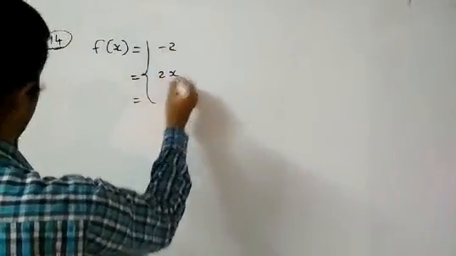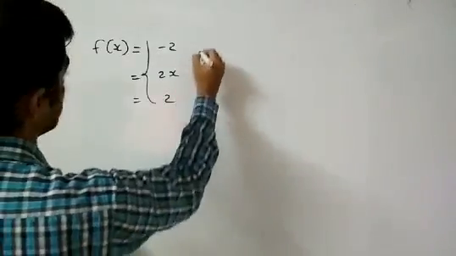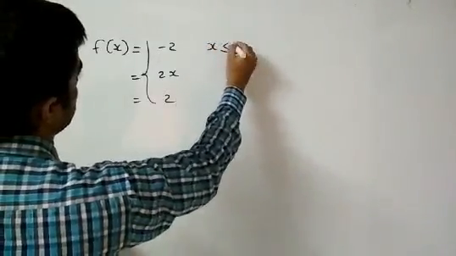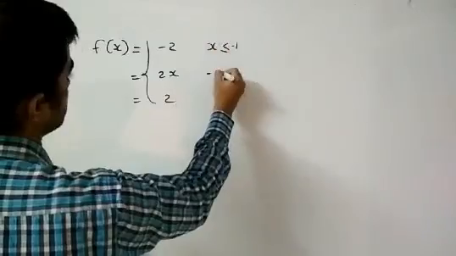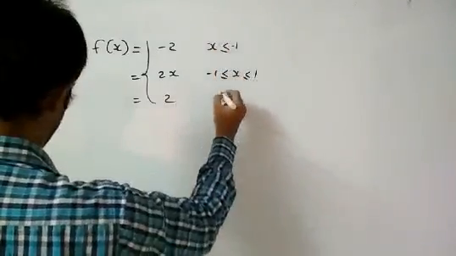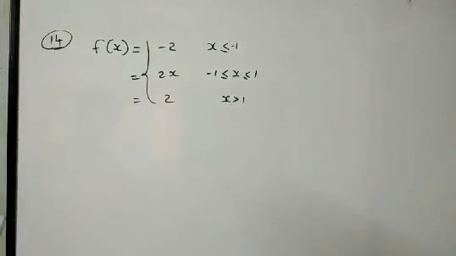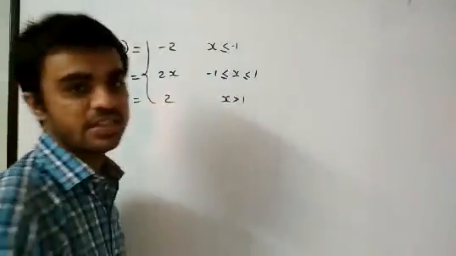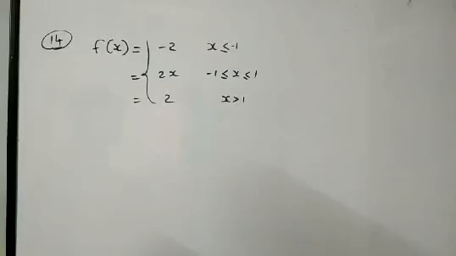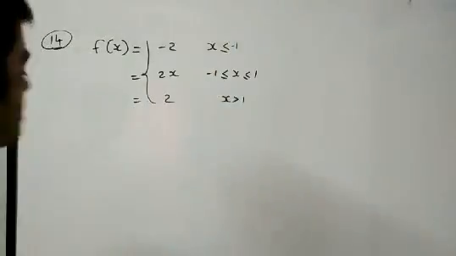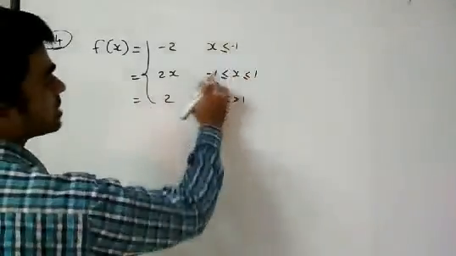minus 2, 2x, 2x is less than or equal to minus 2, minus 1 less than x less than or equal to 1, and x greater than 2; we have to discuss the continuity. This function is given, so let us check its continuity at x equal to minus 1 and plus 1.